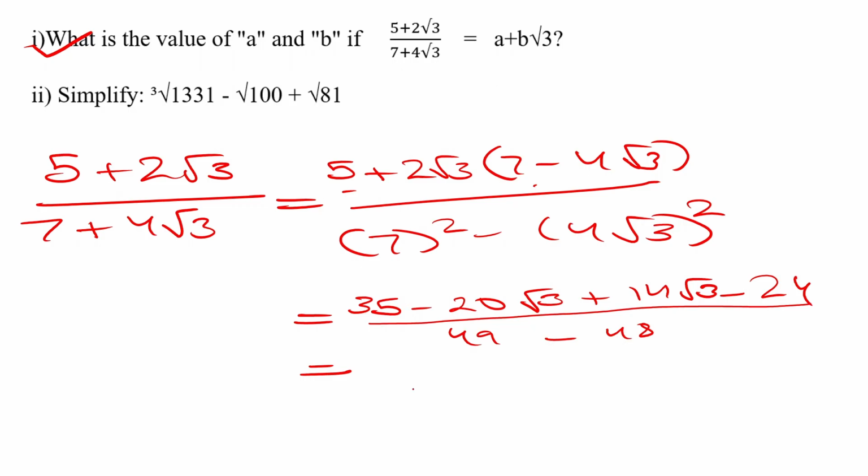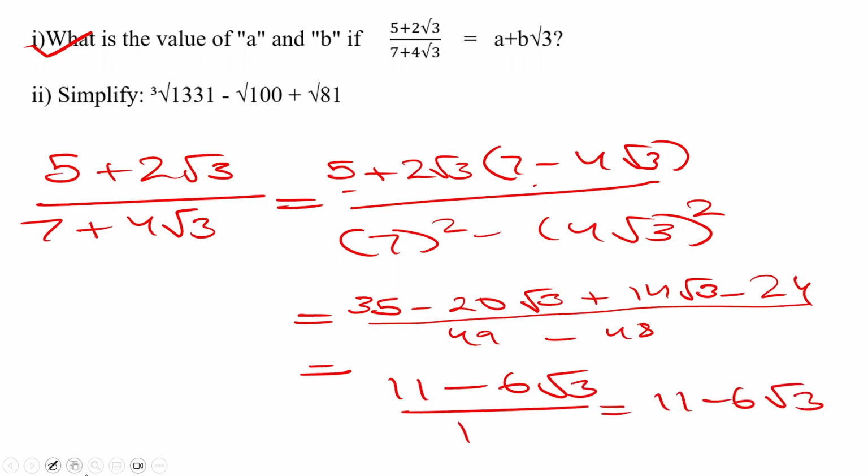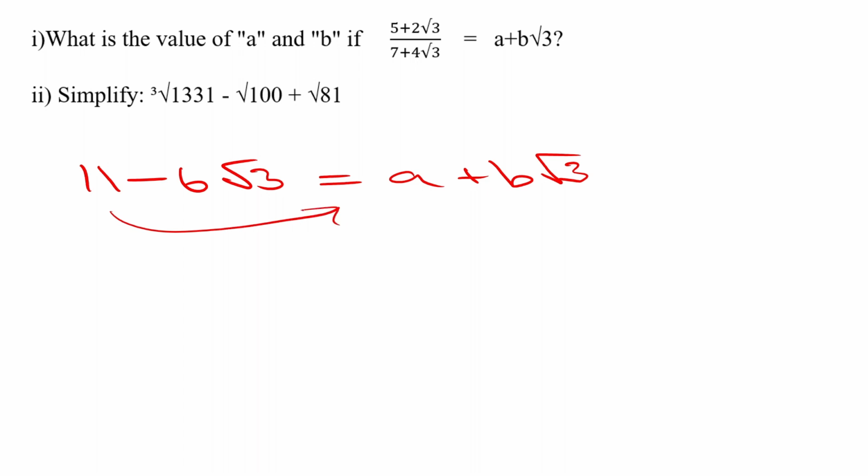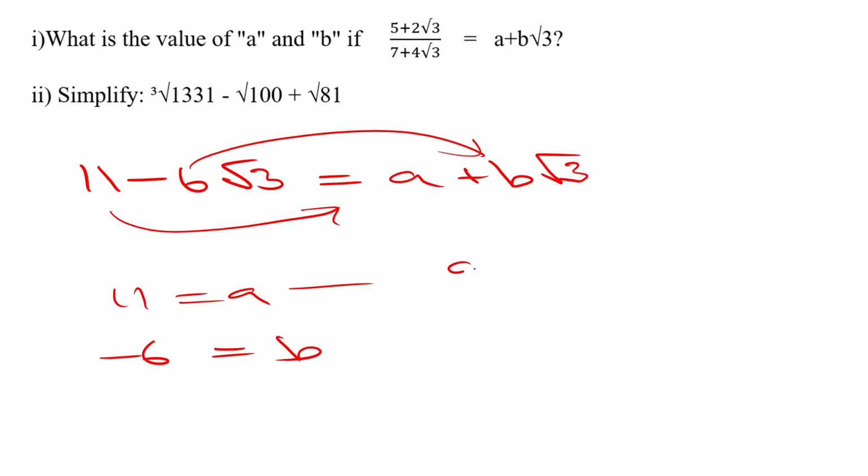So we'll simplify that in the next one. 35 minus 24 is getting us 11. Minus 20 root 3 plus 14 root 3 is minus 6 root 3. By 1, in simple terms, is 11 minus 6 root 3. The answer is not done yet, because if you read the question, we say a plus b root 3. So 11 minus 6 root 3 is equal to a plus b root 3. Transpose this. 11 is equal to a, minus 6 is equal to b, and there you have it. So a is equal to 11, b is equal to minus 6.